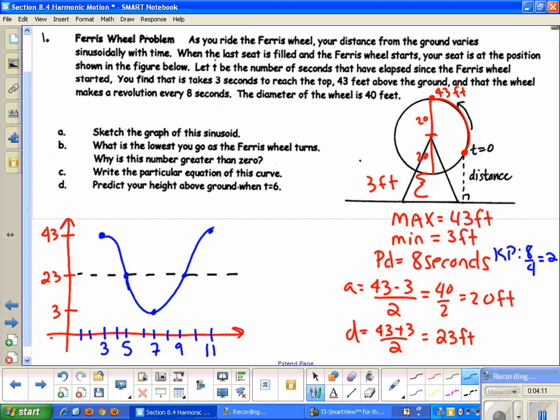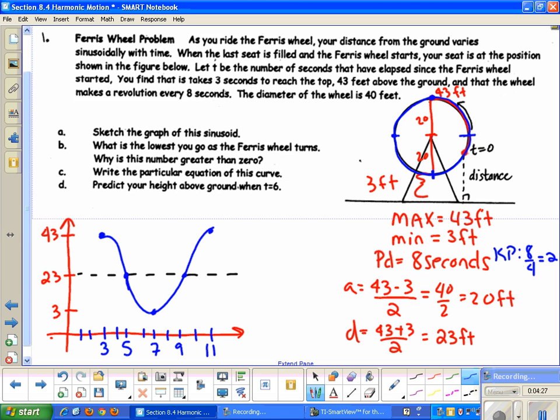So my graph looks something like this. Again, we know at 3 seconds we're here on the graph. Then we're moving down to here for our next key point, and then here for the next key point, and then here for the next one, and then back around. So that's what our graph just did.